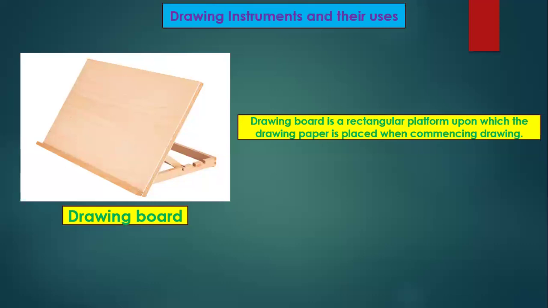Now, we are starting with the drawing board, and you can see a diagram here. The drawing board is a rectangular platform upon which drawing paper is placed when commencing drawing. So whenever we have to draw in technical drawing, we place our drawing paper on the drawing board. This is how it looks, and yours may not have a base like this. But if it does not have a base, it is still a drawing board. You can still make use of it like that.